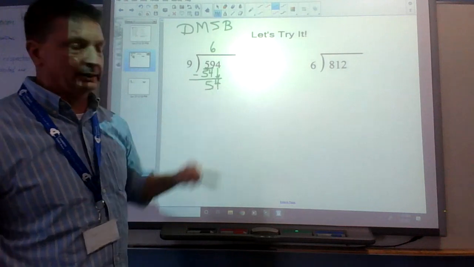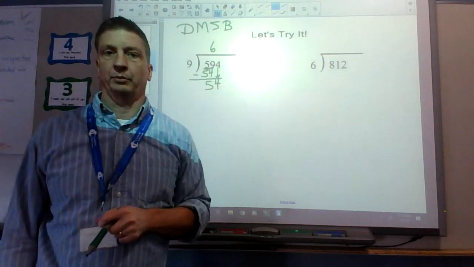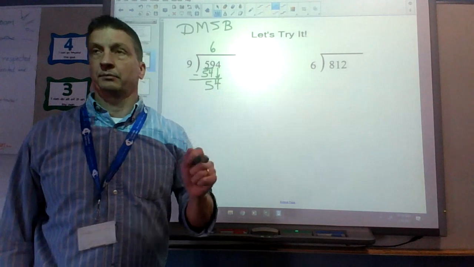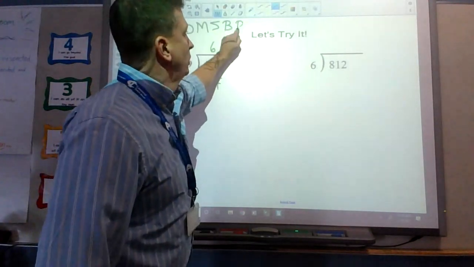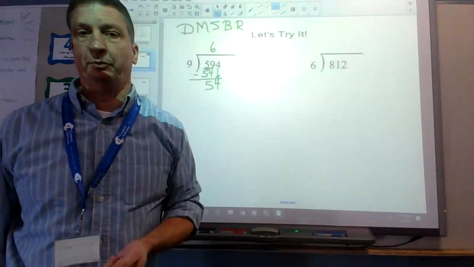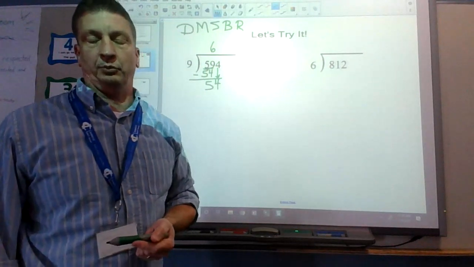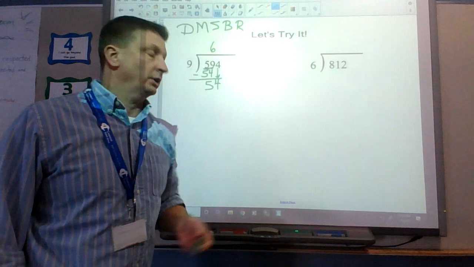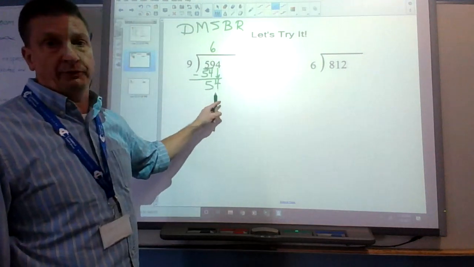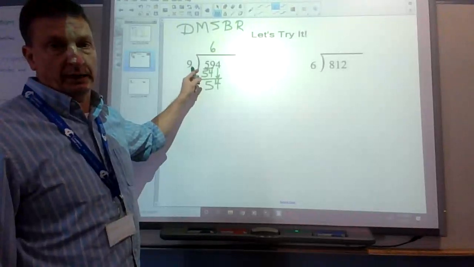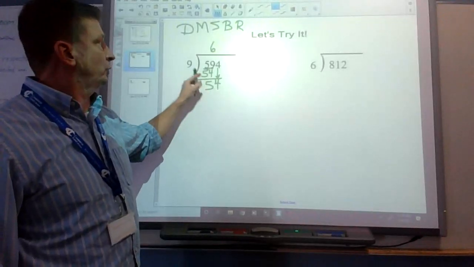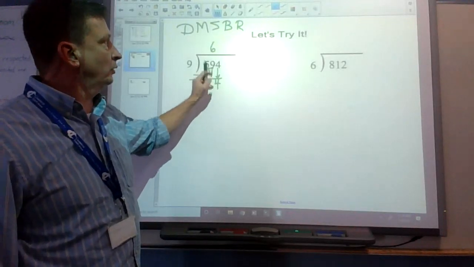I'm going to draw my little arrow to remind me that I'm bringing it down. So dad, mother, sister, brother, and Rover. Rover means repeat, so I have to do the same process again. I'm starting back at, what do I have left? I have 54 of these pieces left that I'm dividing into groups of 9. So 54 divided by 9, I know is 6.